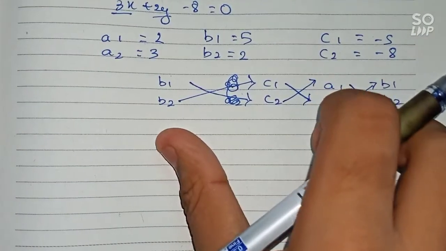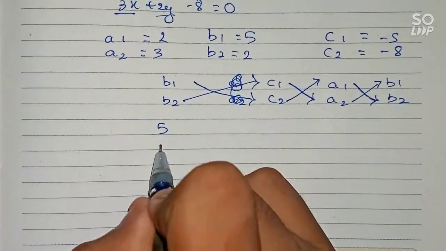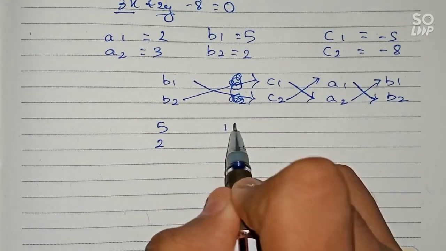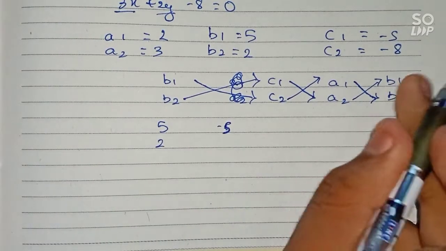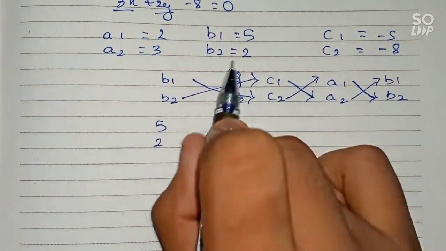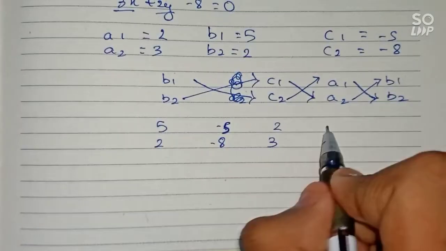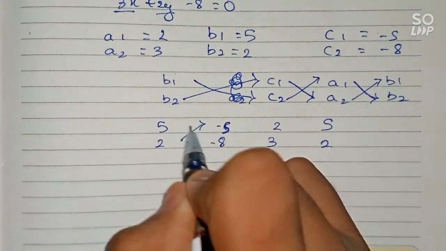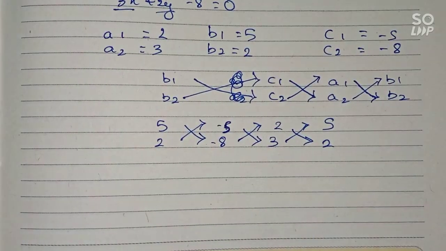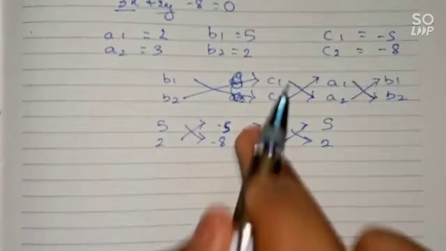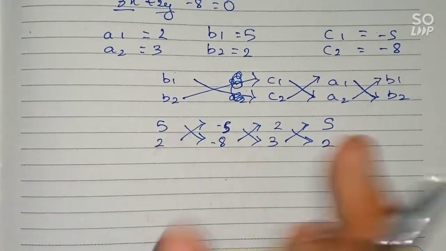So now I put down all the values. First b1 is 5, b2 is 2, c1 is minus 5, c2 is equal to minus 8, a1 is our 2, a2 is 3, then again b1 by b2, that is 5 by 2. So now the multiplication is like this. Guys, remember that a down number will always multiply by the up number, and the upper number will always multiply by the down number. Like this, this method is only what you have to multiply.